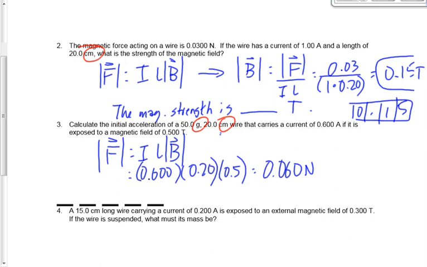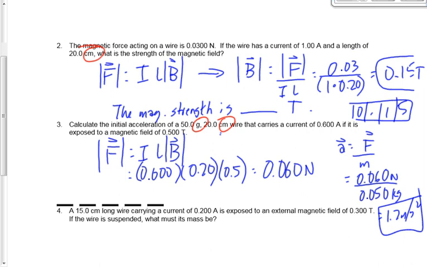0.060 newtons is my answer for that. But it's not a final answer because I've got to find the acceleration, which is F over M, 0.06 newtons divided by 0.050 kilograms. Got to convert that as well. 0.06 divided by 0.05, I think, is 1.2, isn't it? 1.2 meters per second squared.